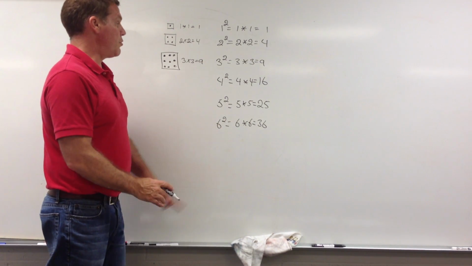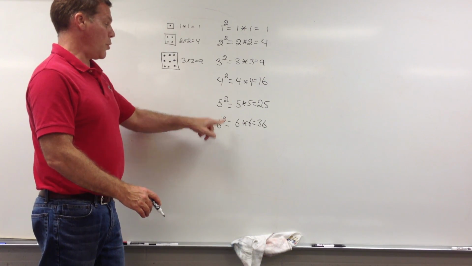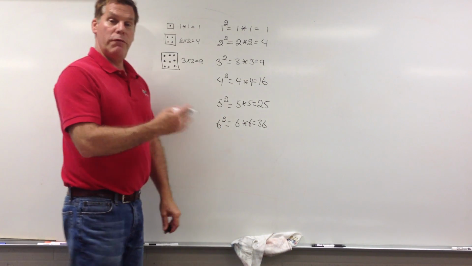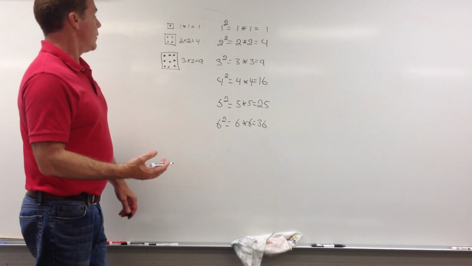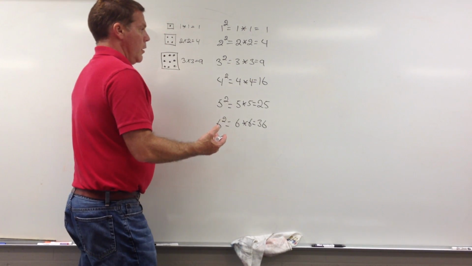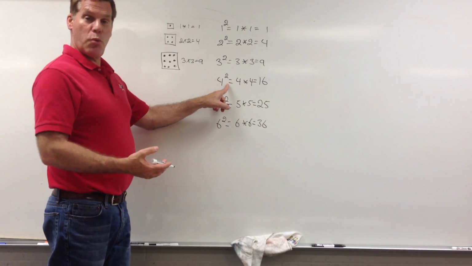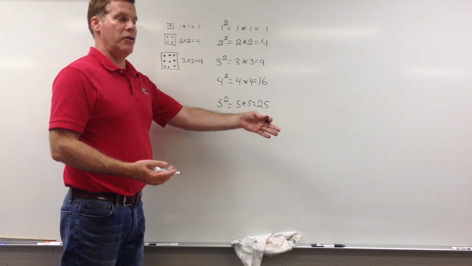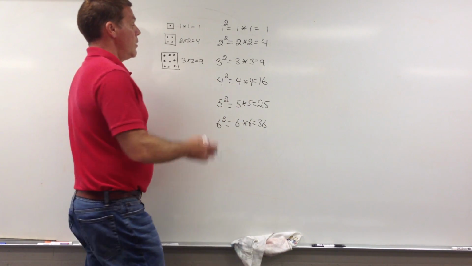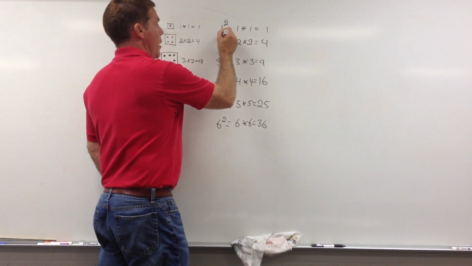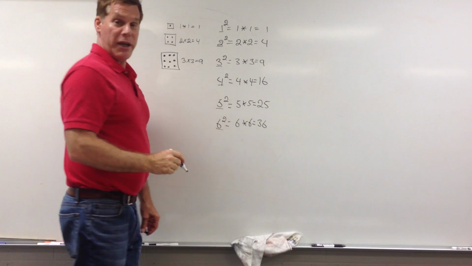Now once the students get the pattern of squares, what a square number is, then we're going to move on to square root. Now, a square root is just the opposite of a square. Just like adding and subtracting are opposites, multiplying and division are opposites. What we're trying to do is find this number here, which is called the base.